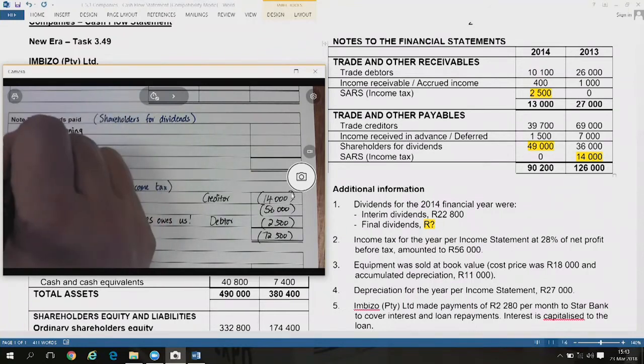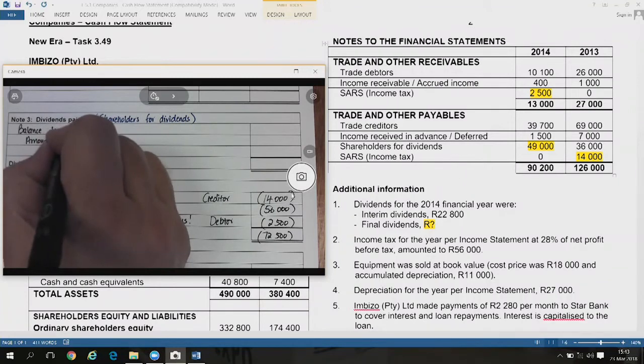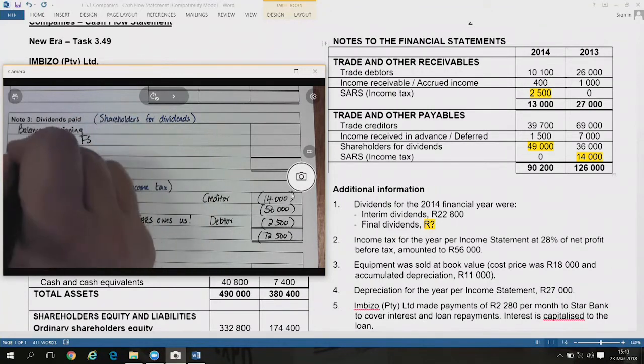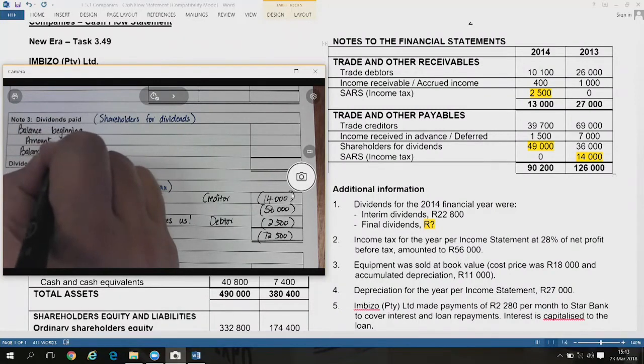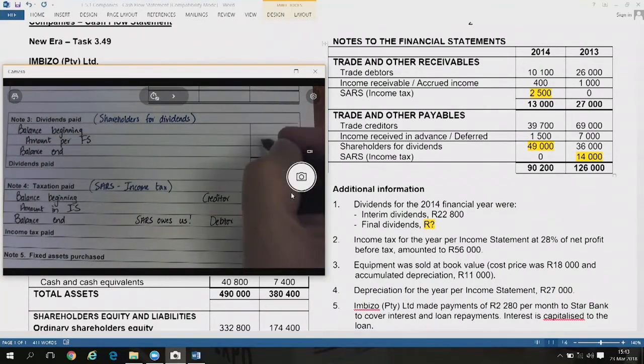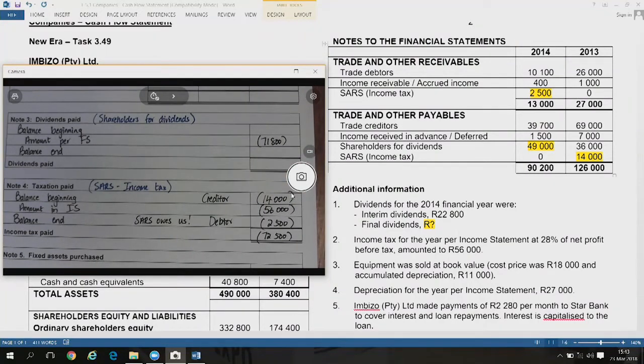Then we've got amount per financial statements. And then we've got balance at the end of the year. The 71,800 comes there, always in brackets. That amount is always in brackets because that was the amount that we're supposed to pay.